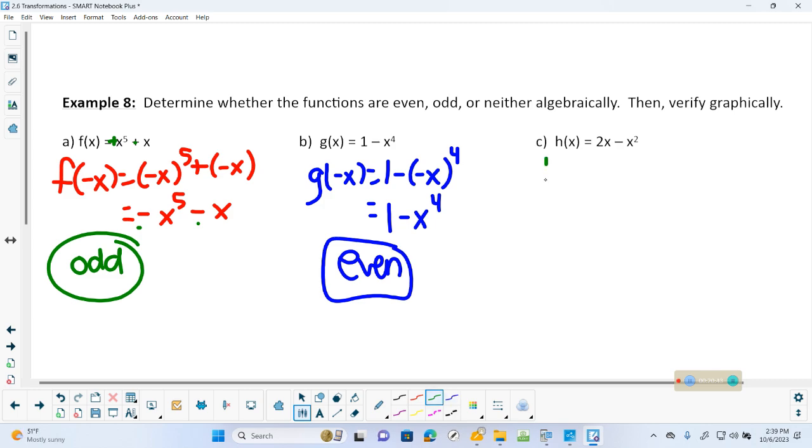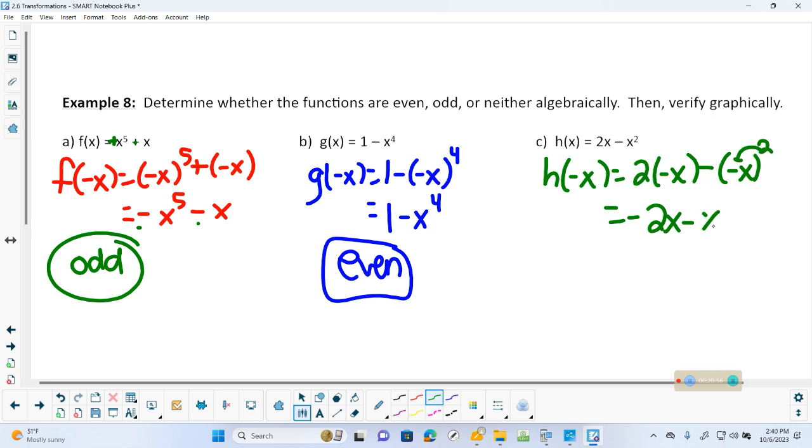Okay, let's do this guy, same thing, replace x with a negative x. And simplify. 2 times the negative x. Exponent first over here, 2 negatives makes a positive. So not the exact same original, not all signs are switched, so not odd, not opposite, so we have neither.